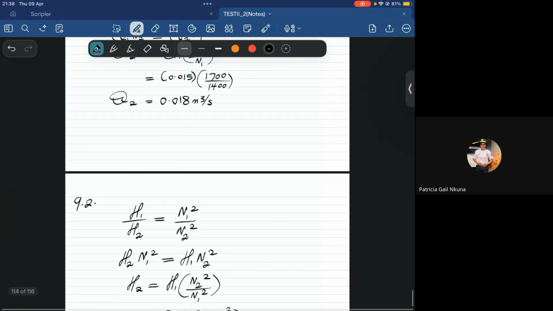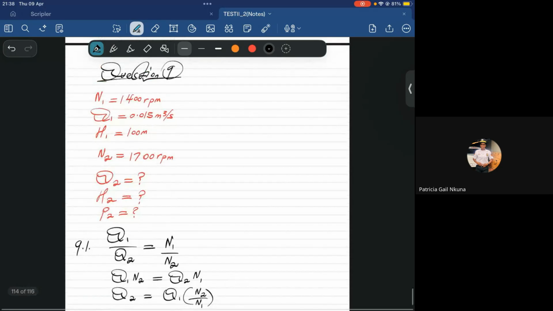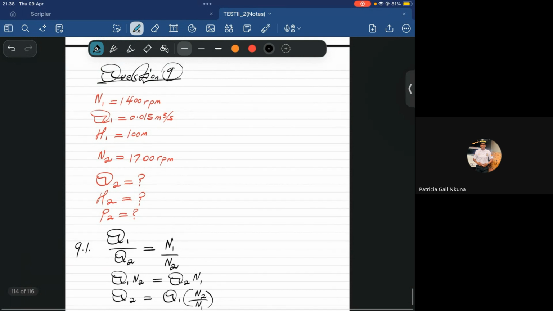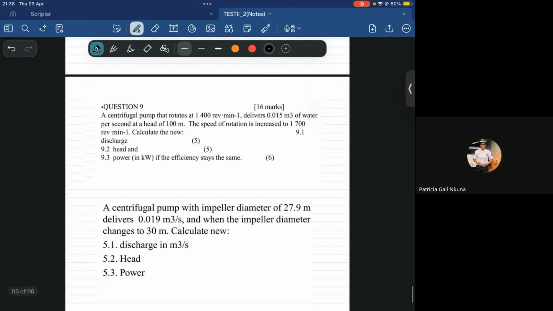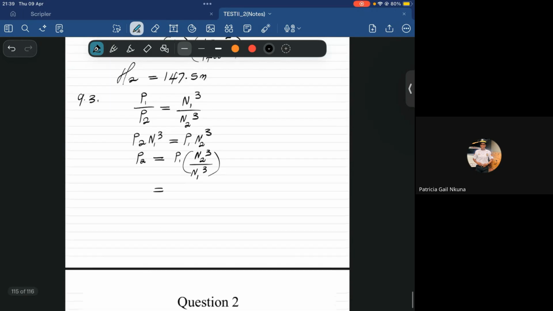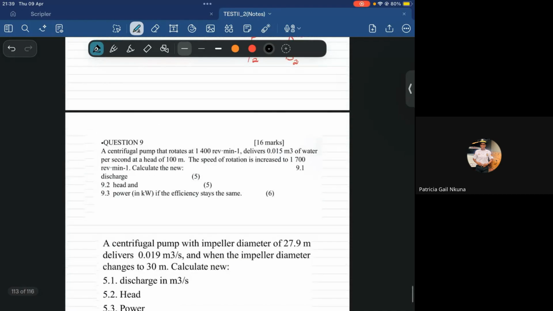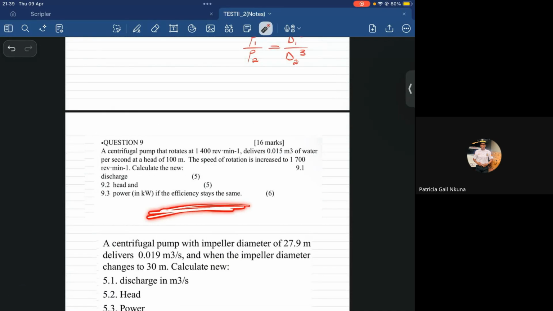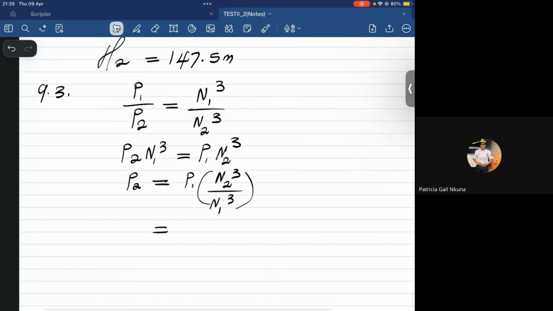So the first power here was equals to what? Oh, we don't have power here. Okay. So since we don't have the magnitude of the power now, we can use this formula because the efficiency also remains constant. So we can use this formula. Sorry, I didn't see that we don't have power.